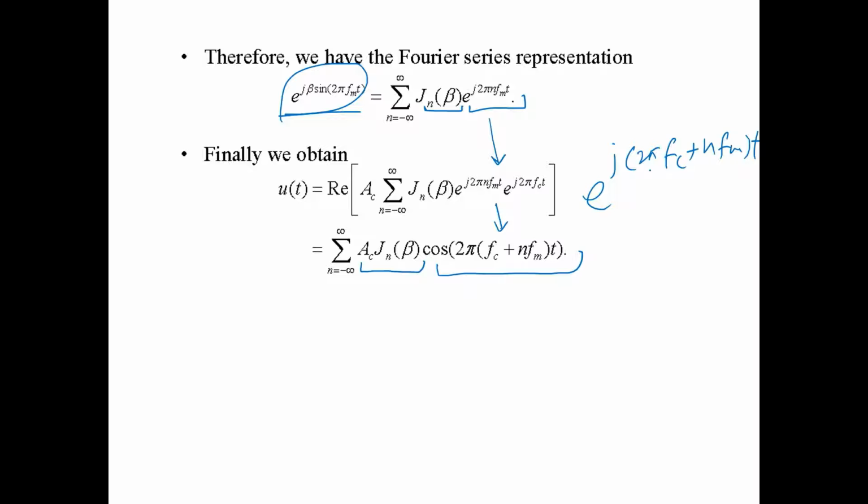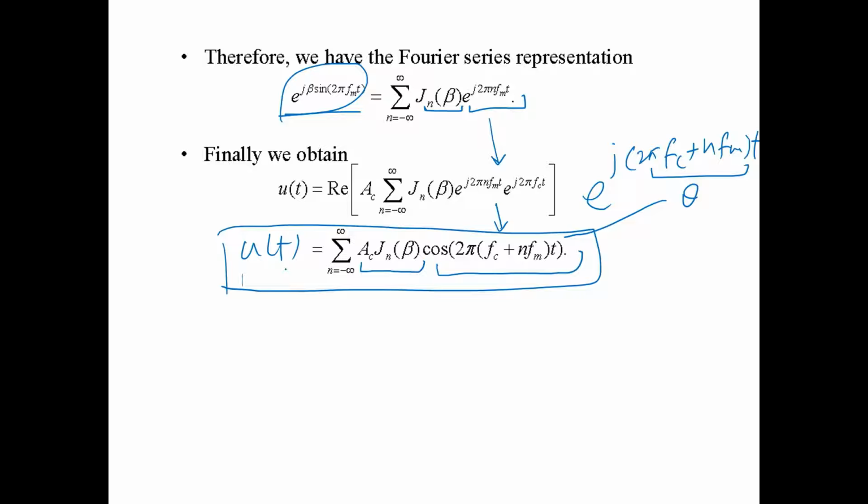Okay, so this is just your theta. In the cosine form I can write just cosine of that. This is the actual modulated signal. And if you want to calculate the frequency component, then what will we do? We will take the Fourier transform.